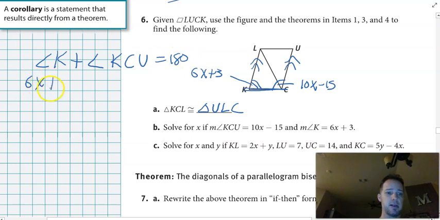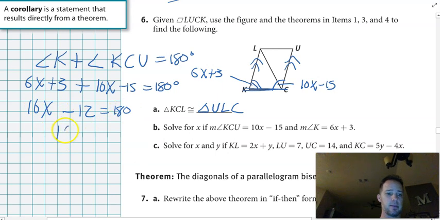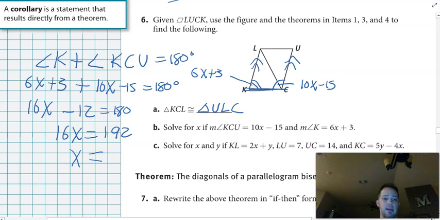So 6x plus 3 plus 10x minus 15 equals 180. Combine my like terms on there. So 16x minus 12 equals 180. 16x equals 192. And x equals... 160 is 10, plus 32 more would be 2. Yep, so 12. All right, so x equals 12 on this one, and that's all we were trying to do, was solve for x.